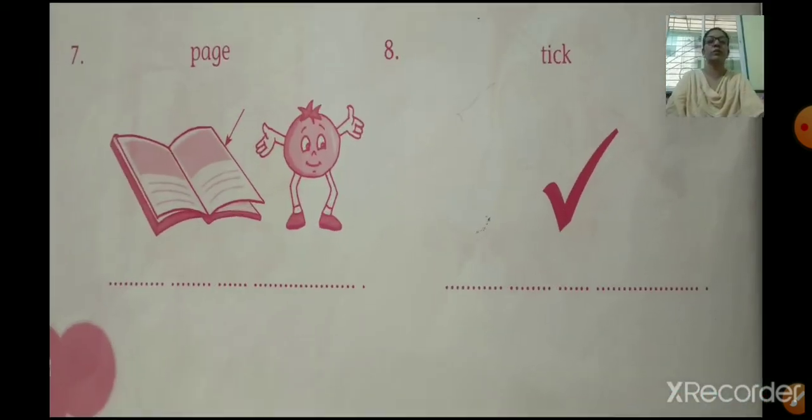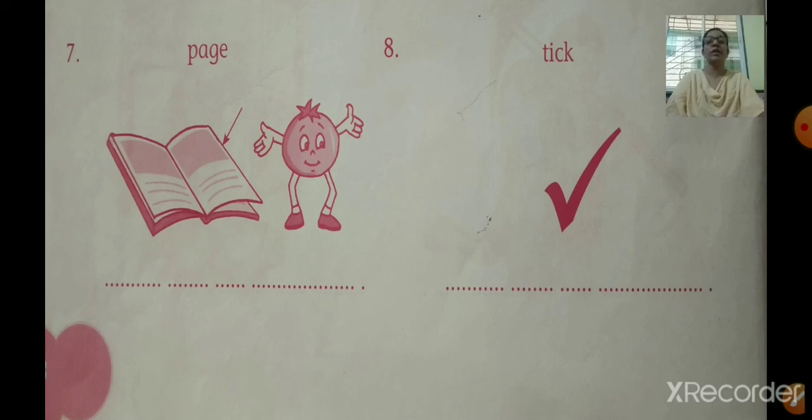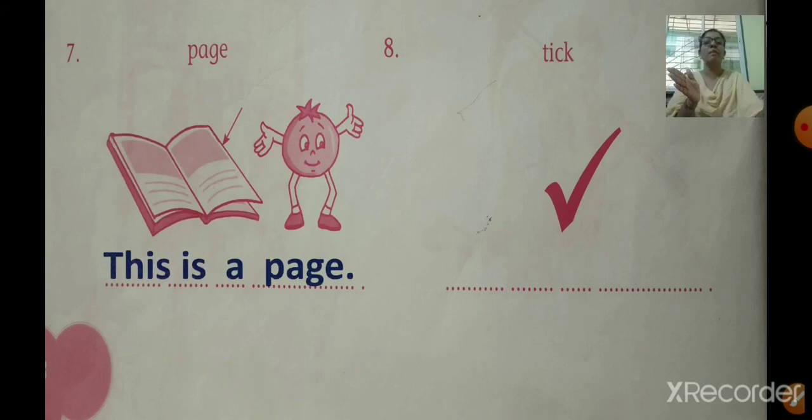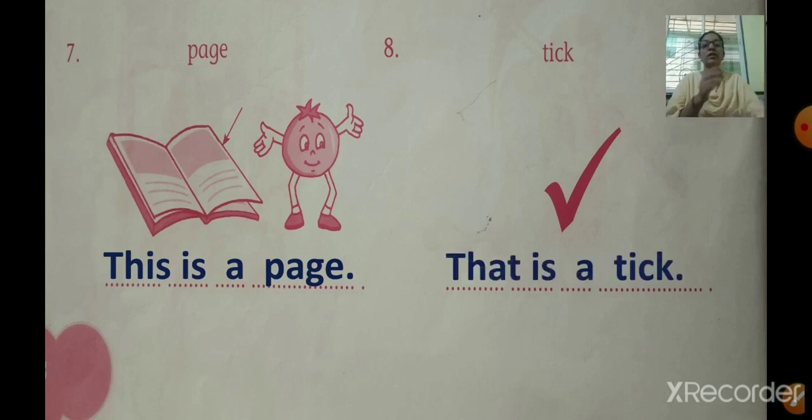Now next one. Number 7 and number 8. What can you see in the 7th picture? Page. And number 8? Tick. Now where is the page? Near or far to the tomato? It is near to the tomato. So this is a page. And where is the tick? Far. So that is a tick. This is a page. That is a tick. Understood, children?